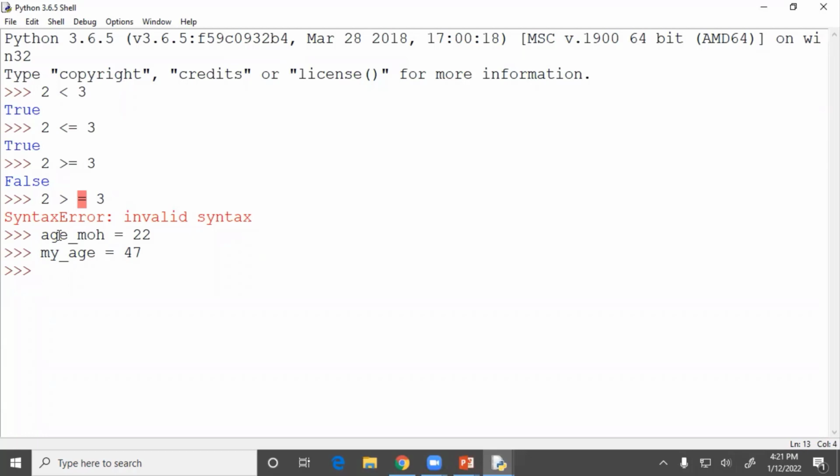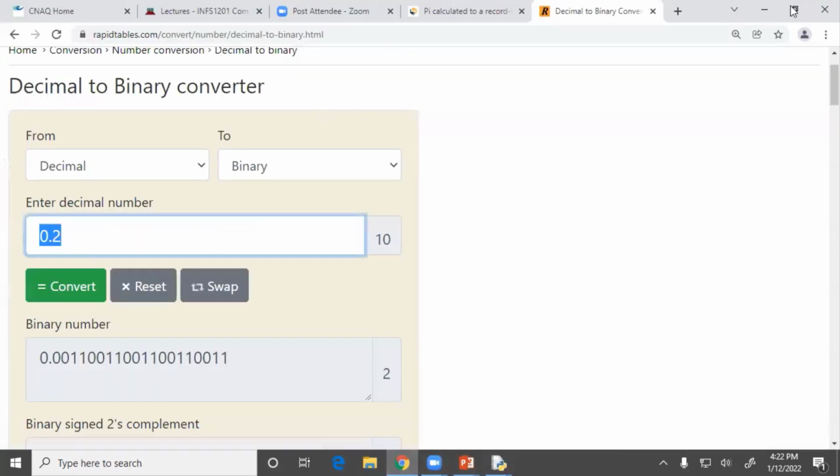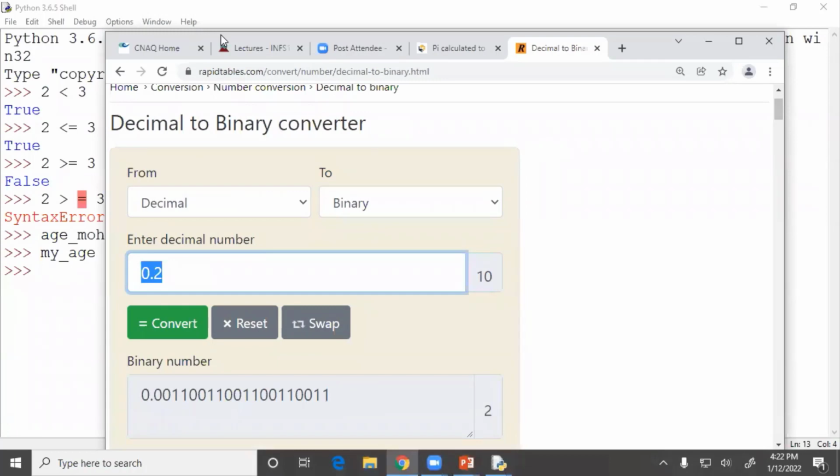So age of Muhammad and my age. I want to ask whether his age is equal to my age. So what's happening right now? You cannot see it, guys, but I can see it. Look what's happening right now. We have age of Muhammad and my age, and we don't know whether his age is equal to my age or not. You cannot see. I want you to write me a statement that is going to tell me true or false, whether my age is equal to his age or not.